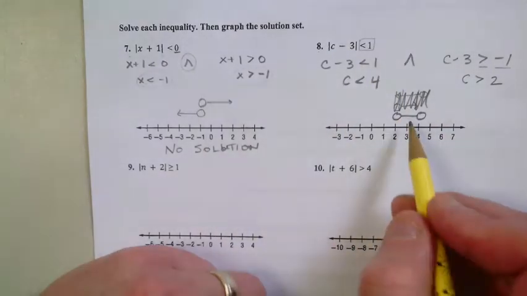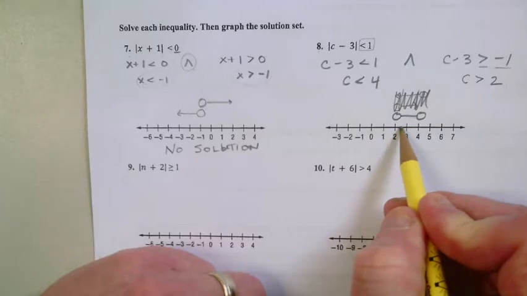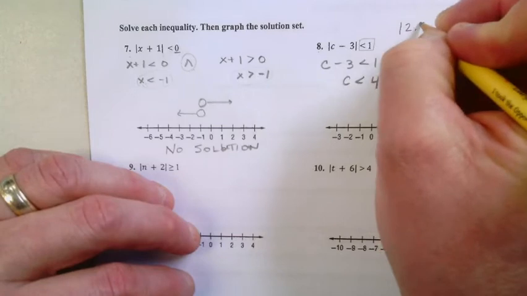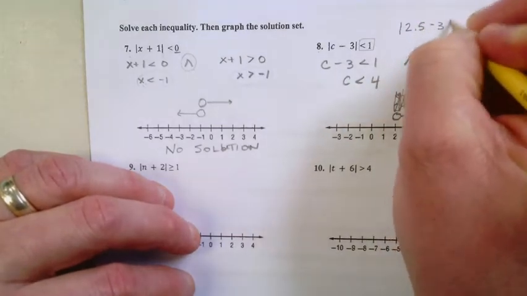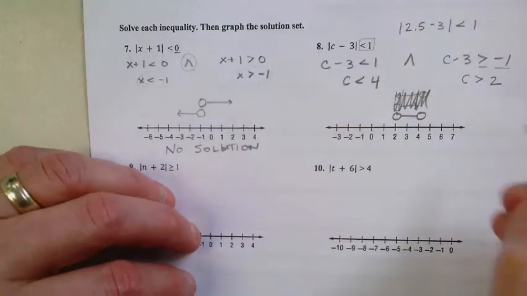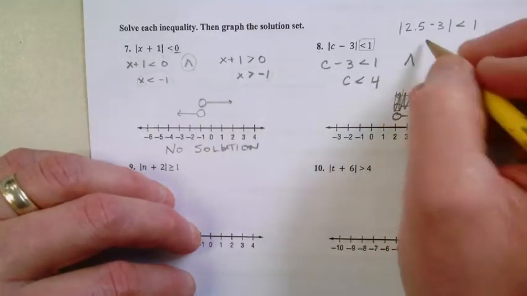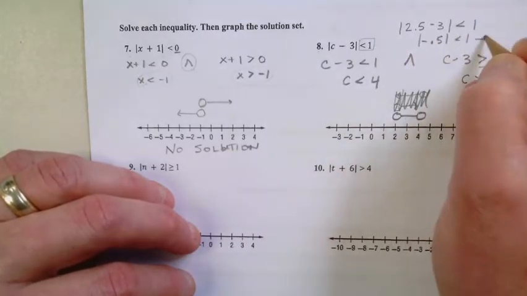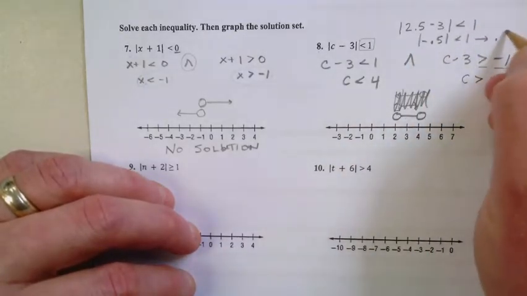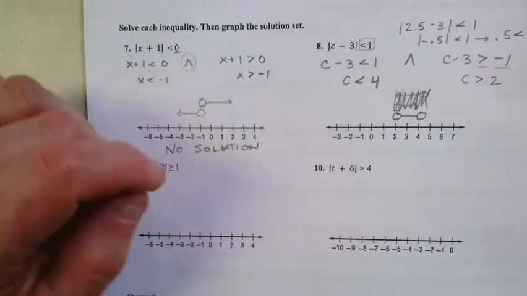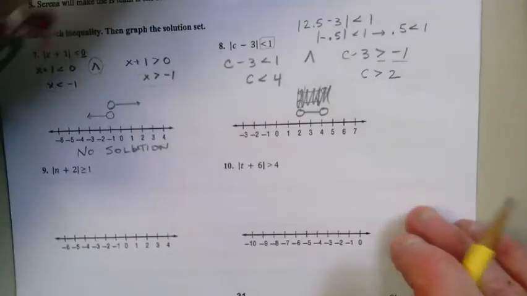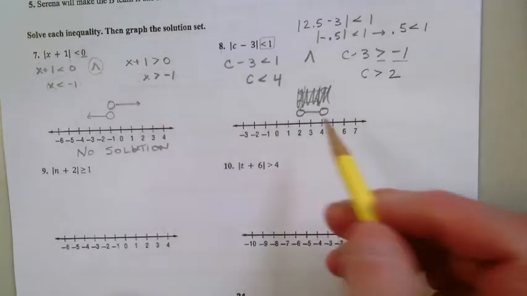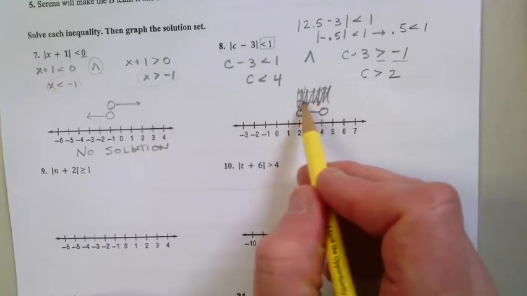Now, if you think about it, I can choose any value between these two, and it would satisfy this inequality. So let's say I choose 2.5. Okay, 2.5. If I plug that in up here, the absolute value of 2.5 minus 3 is less than 1. 2.5 minus 3 is negative 0.5. And the absolute value of negative 0.5 is 0.5. Is 0.5 less than 1? Oh, went off the screen there. Is 0.5 less than 1? It is, okay?